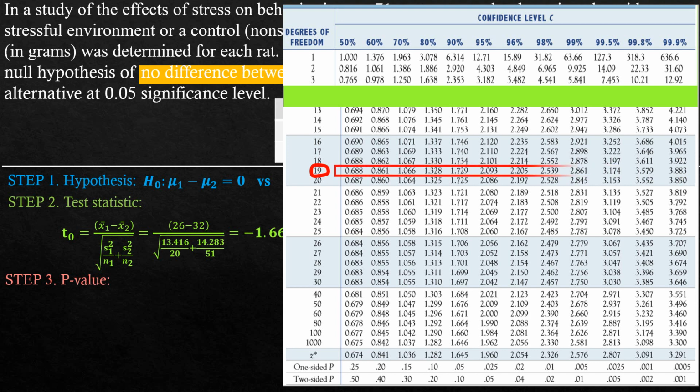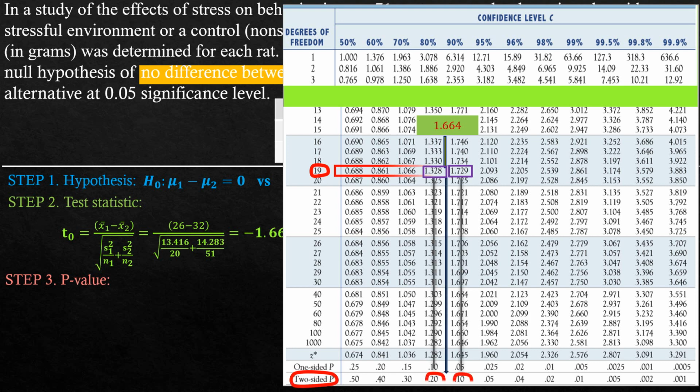Can we find the positive 1.66 in this line? Actually, no. 1.664 should be in between 1.328 and 1.729. Then go back to the alternative hypothesis. What is the alternative hypothesis? Mu1 minus mu2 not equal 0. That means it is two-sided. So pick the two-sided one. Once you pick the two-sided one and get the p-values corresponding to those two values, those are 0.20 and 0.10.